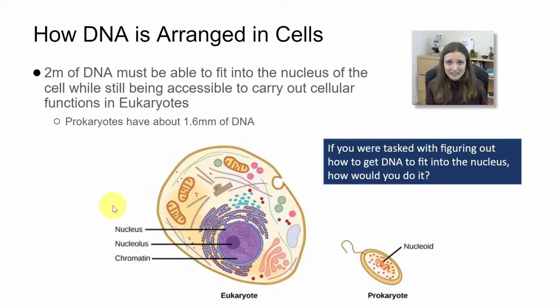Humans have 46 of them, which come in 23 homologous pairs. They have the same information but maybe variations on that information on the homologous pairs. But how do we get all that DNA in a cell?